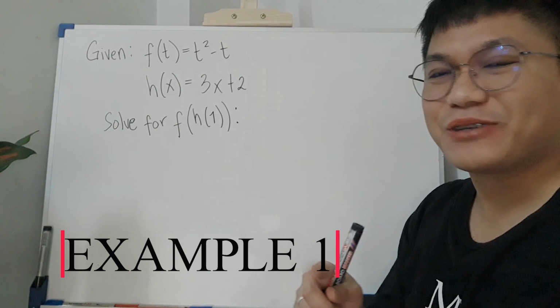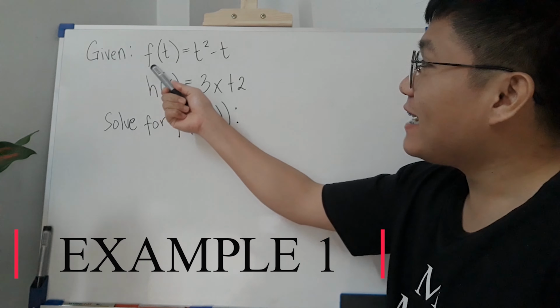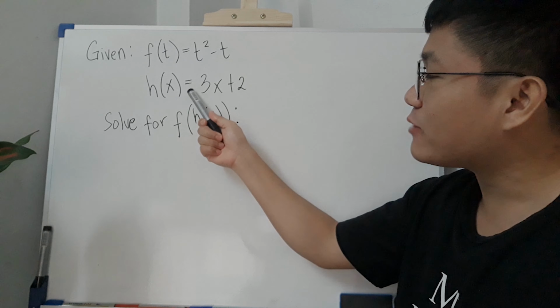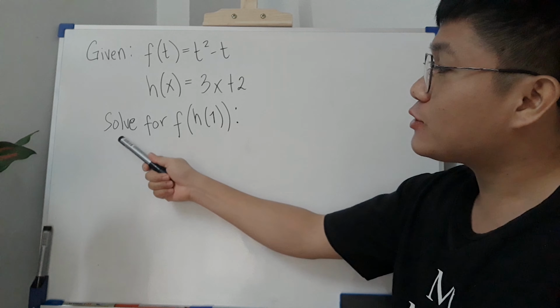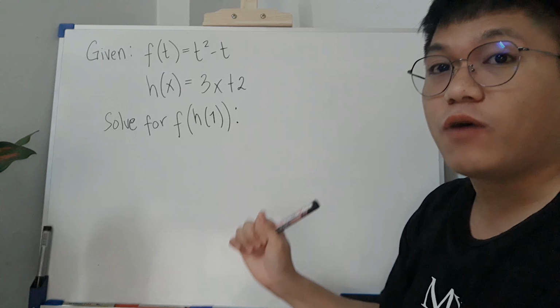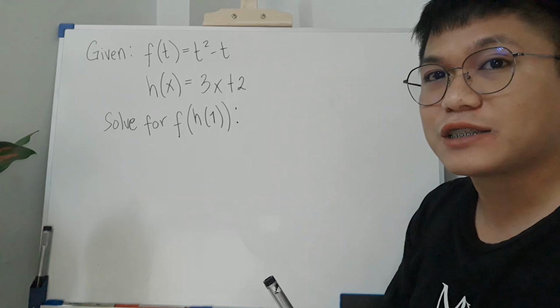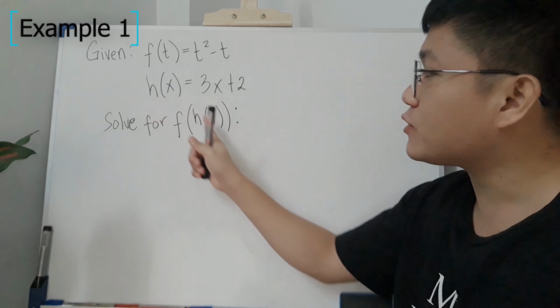Consider example number 1. Given f of t is equal to t squared minus t and h of x is equal to 3x plus 2. Solve for f of h of 1. Now in this example, we are going to solve first for the inside expression, which is h of 1. Now, we are going to use the function h of x to solve for this.